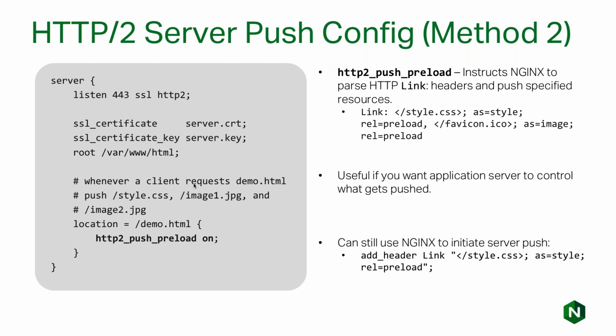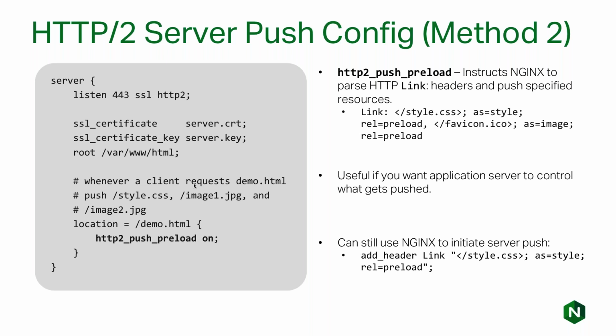NGINX also can operate as a proxy, intercepting the preload hints that the upstream application sends and turning those into push messages. An application would tell a client of the existence of a preload hint by using a link header, as in the example on this slide. A link with the URL, the type, and the tag rel equals preload. If you turn preload on in NGINX, so you use the HTTP2 push preload on directive, then NGINX will monitor responses from the upstream server, and if it sees link headers that identify resources with the tag rel equals preload, then NGINX will automatically turn those into HTTP2 pushes. It will also send the link header to the client.